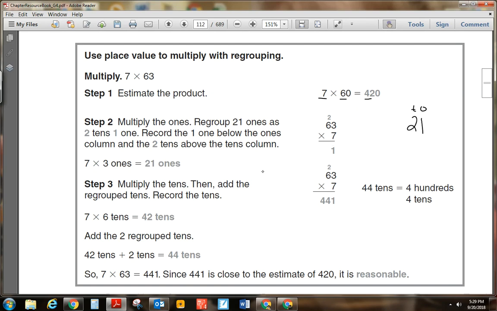The next step is to multiply the tens. So we're going to say 7 times 6 tens is 42 tens. But we can't forget about the 2 tens that we brought over from the 21 right here. So we would do 42 plus those 2 to get us 44 tens. Notice 44 tens ends in that tens place. So 7 times 63 is 441. And that's pretty close to 420, our estimate, so our answer is reasonable.